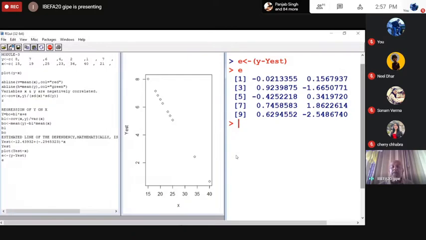What is the meaning of negative E? Anyone? That the points lie below the fitted line. Correct. And positive means the points lie above the fitted line. Do you have any zero value in the answer? In this data set, no, sir. No, which means all the points are away from the line, either above or below.